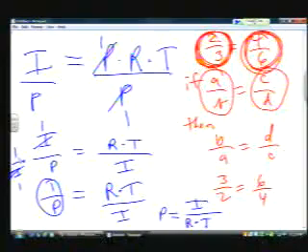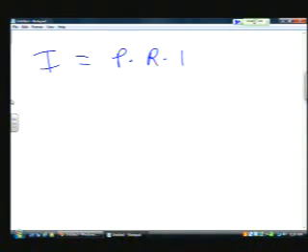Now that's like poking yourself in the eye with a sharp stick, isn't it, Courtney? Courtney showed us a way to solve for P that was way easier. I'm going to write this back up here, Courtney, and you're going to show us your magic. Solve for P. Divide both sides by R times T. Yep, and bingo, you're done.